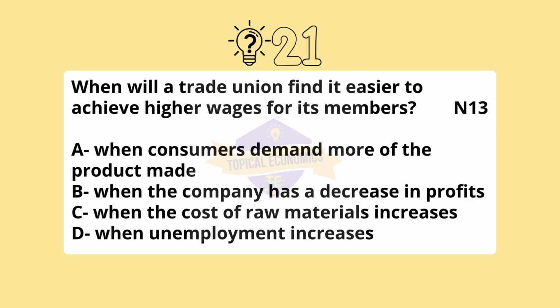Question number 21. This is from November 2013. When will a trade union find it easier to achieve higher wages for its members? Option A, when consumers demand more of the product made. Option B, when the company has a decrease in the profits. Option C, when the cost of raw materials increases. Option D, when unemployment increases.